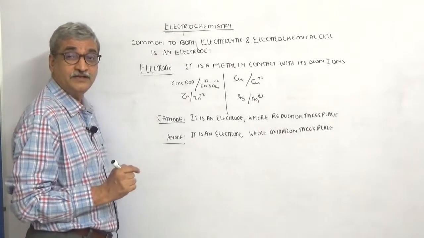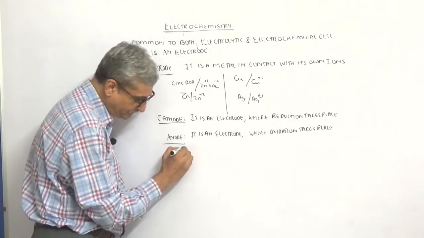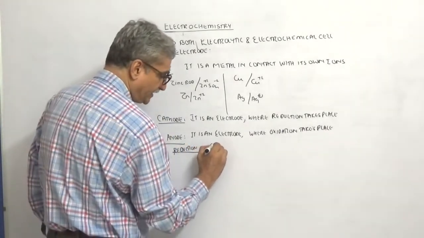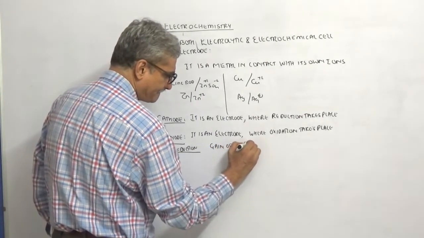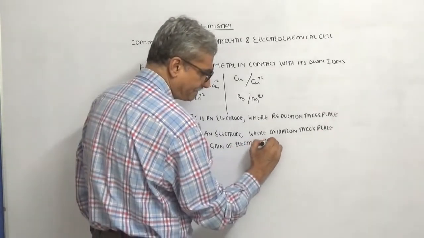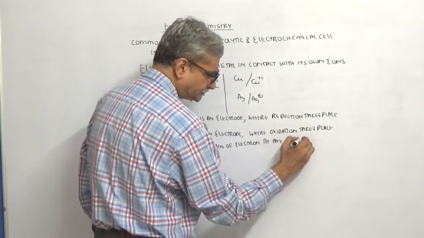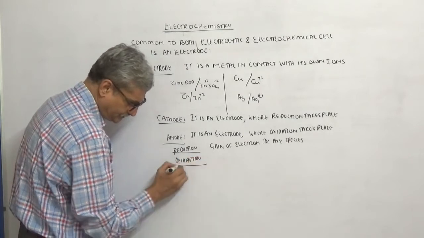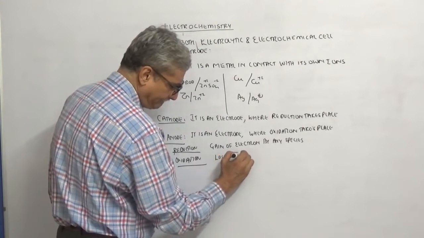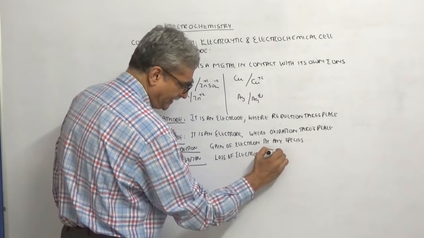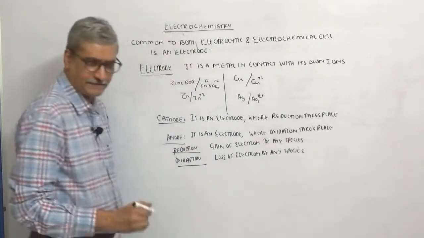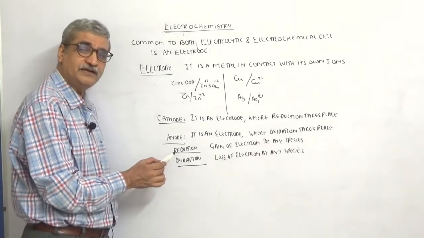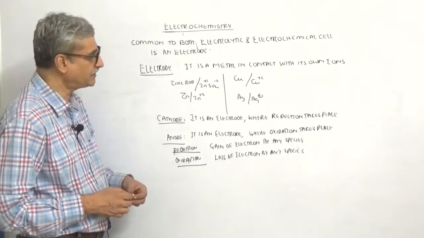Now this is where the concept of redox reaction comes in. So what is reduction? All these are definitions, one-one mark in the examination. Remember that. Reduction is defined as gain of electron by any species. And what is oxidation? Oxidation is defined as loss of electron by any species. Is this clear? So anything which undergoes reduction will be a good oxidizing agent. Any species which undergoes oxidation will be a good reducing agent. Is this point clear?